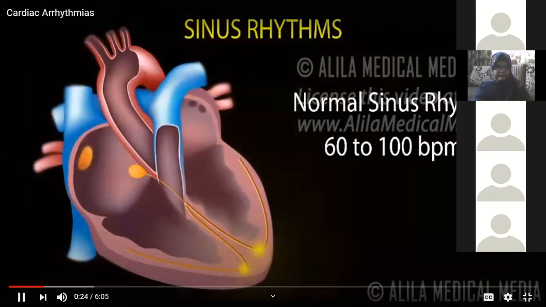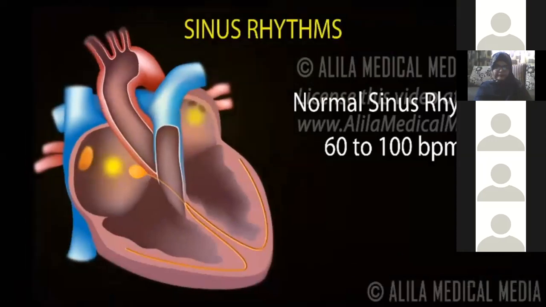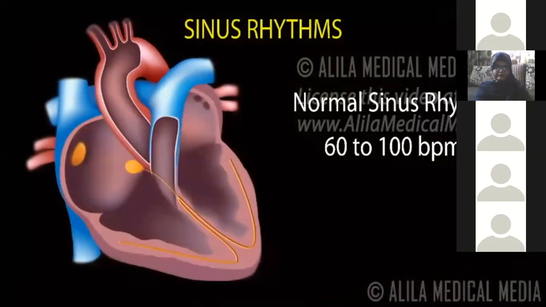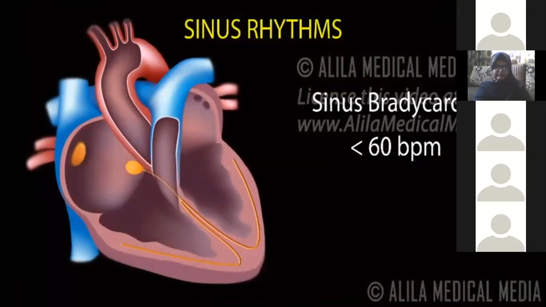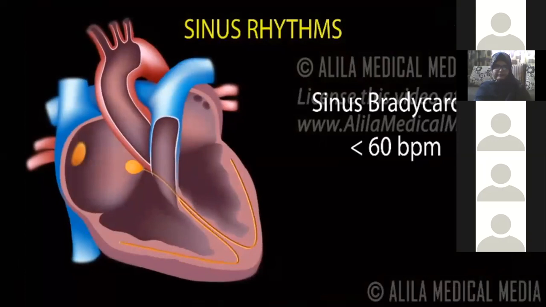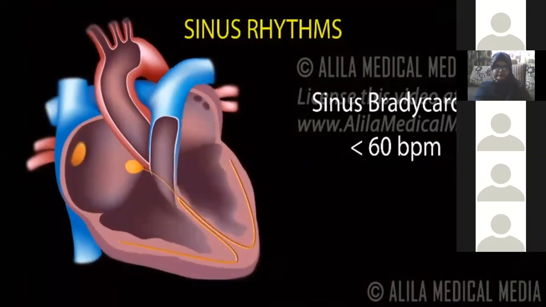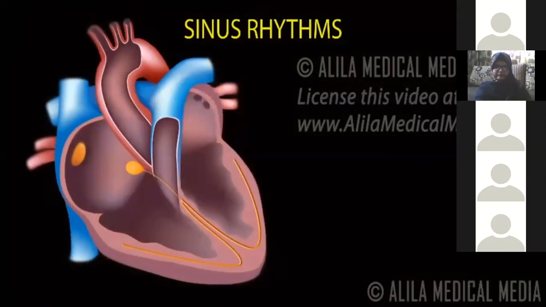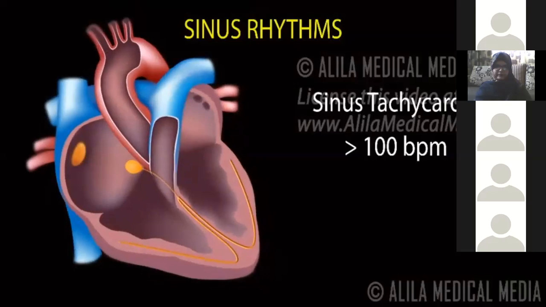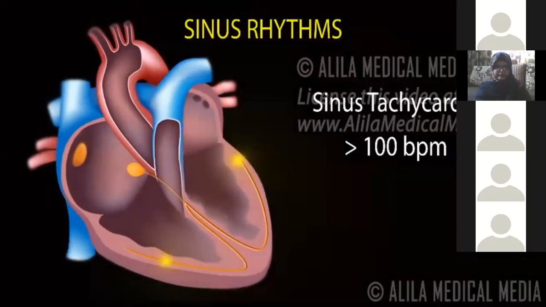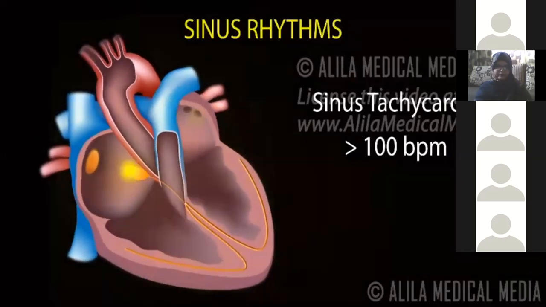In a healthy heart, the SA node fires 60 to 100 times per minute, resulting in the normal heart rate of 60 to 100 beats per minute. The most common variations of sinus rhythm include sinus bradycardia, when the SA node fires less than 60 times per minute, resulting in a slower heartbeat of less than 60 beats per minute, and sinus tachycardia, when the SA node fires more than 100 times per minute, generating a faster heart rate of greater than 100 beats per minute.